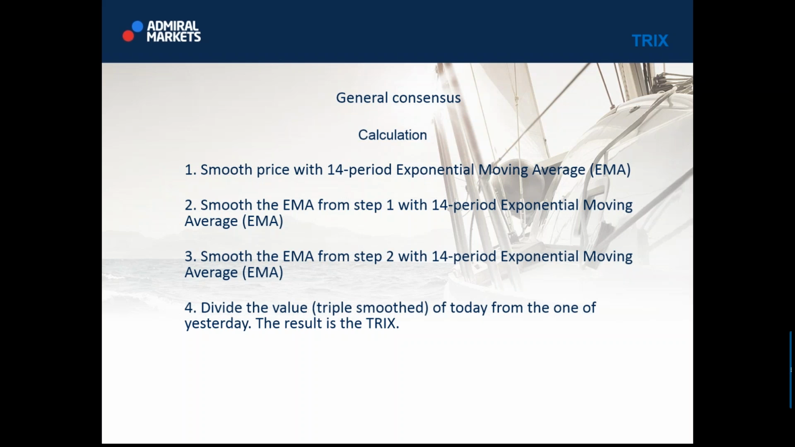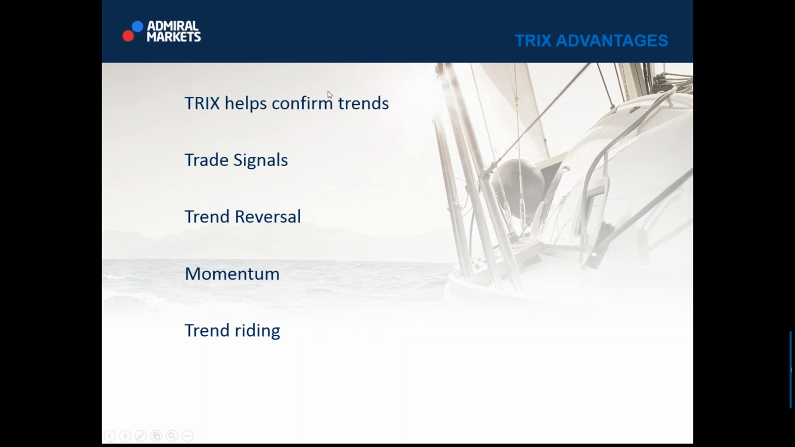It's used pretty much as a two-line indicator, but I also saw some systems which use multiple time frame Trix. We won't be talking about multiple time frame Trix. We will be talking about current time frame Trix, the triple exponential moving average, or triple moving average. Now, Trix advantages is basically that Trix indeed confirms the trend.